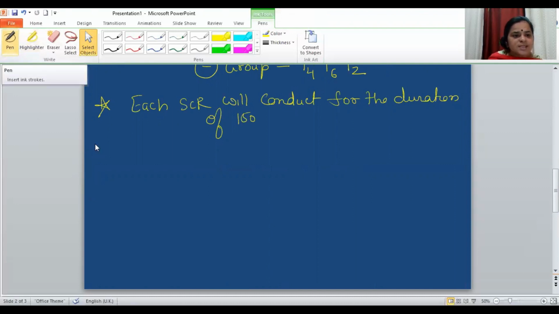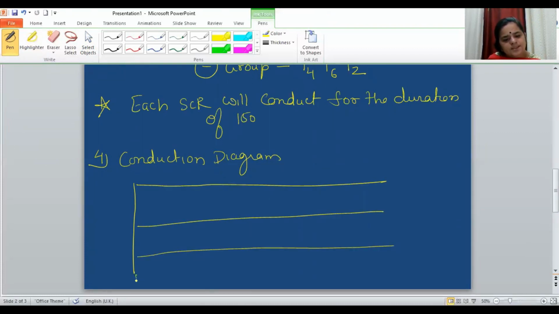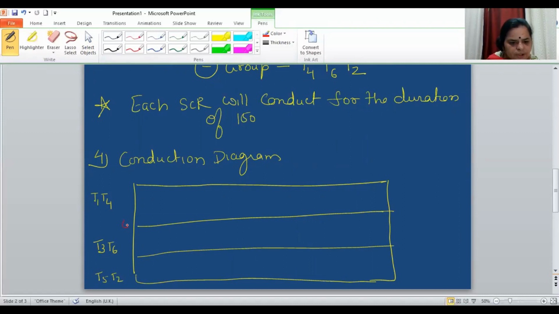Now, my dear friends, the next thing which we are going to discuss is the conduction diagram. To make the conduction diagram, we are supposed to draw three parallel rows like this. This is for the first leg T1, T4, this is for the second leg T3, T6, and this is for the third leg T5, T2. Now, this is the 0 duration.